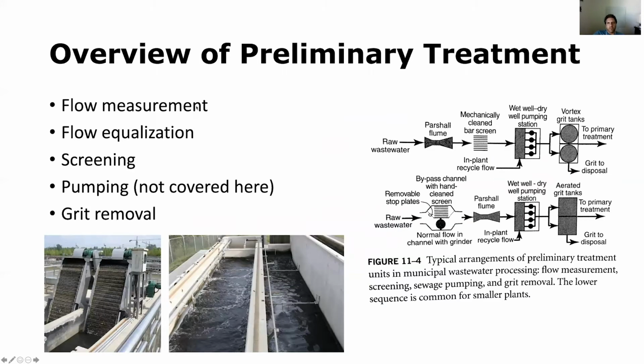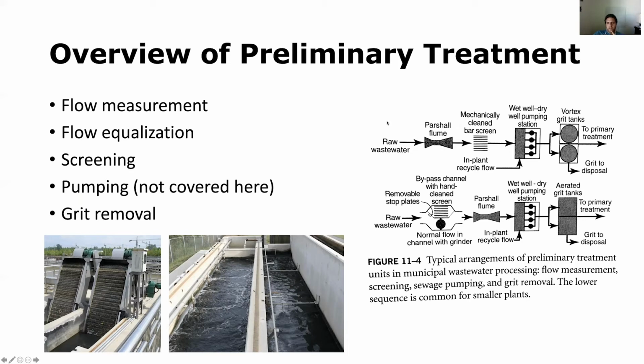So let's see an overview of preliminary treatment, or the headworks. You've got flow measurement, flow equalization, screening, pumping, which we're not going to cover in this class, and grit removal. These are the processes that you'll find at the headworks. Typical arrangements of preliminary treatment in municipal wastewater treatment plants: you see the lower sequence here. This is more common in smaller plants. The sequence up here on top is more common in larger facilities.